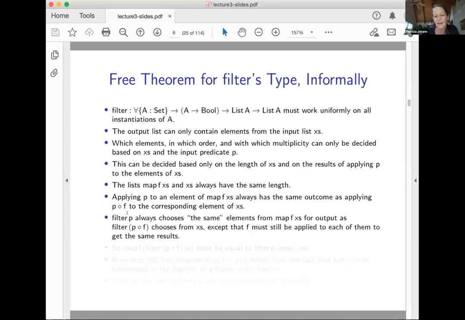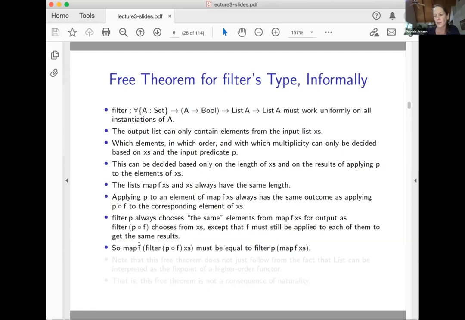So that means that if I think about this function that I'm calling filter p, it's going to choose the same elements from map f xs to output as filter of p composed f is going to choose from xs. Well, except that I still have to apply f to the results to get the same output. And what I've said in words here is exactly that if I want to map f down a list xs and then filter the result by p, I will get exactly the same thing if I were to filter xs by p composed f, and then remember that I have to apply f to the results.